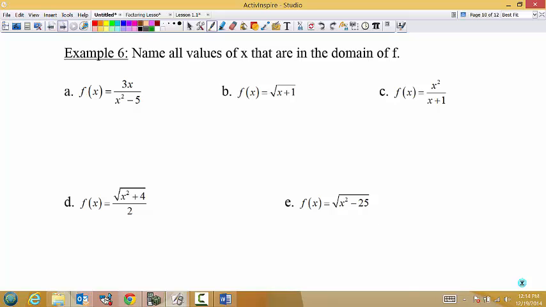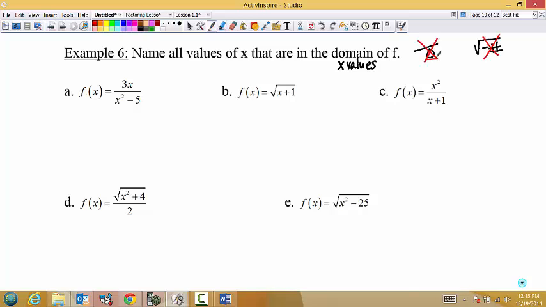Now, and this is probably brand new. It says name all values of x that are in the domain of f. Now, domain is what are the x values. So basically, what values of x are possible on this graph? Where does the graph live? There's two things in math that you cannot do. You cannot divide by 0. You cannot take the square root of a negative number. Okay? You can't do either one of those.